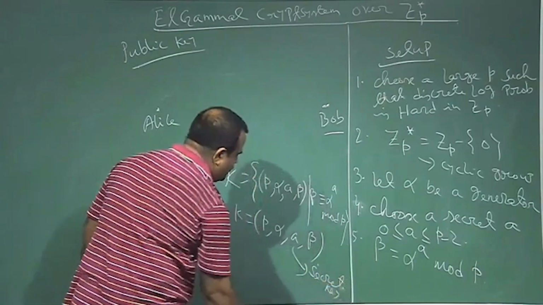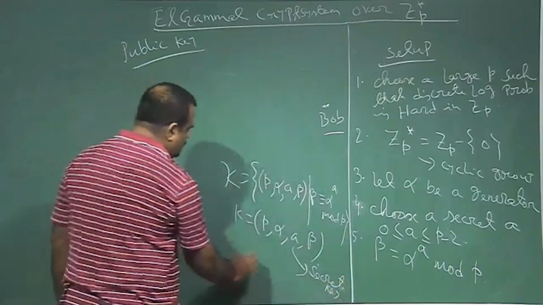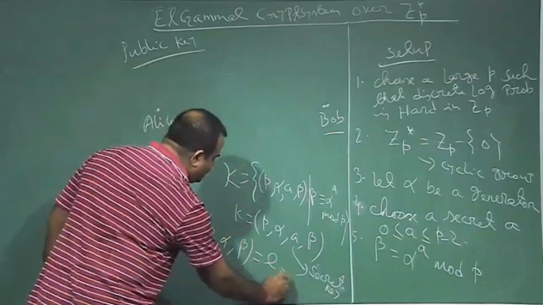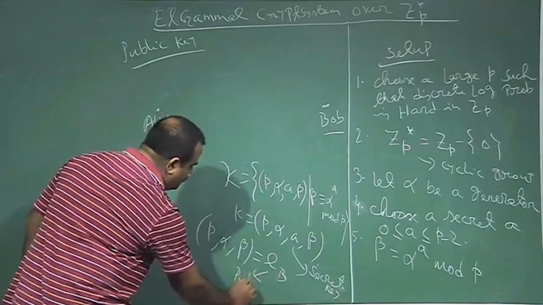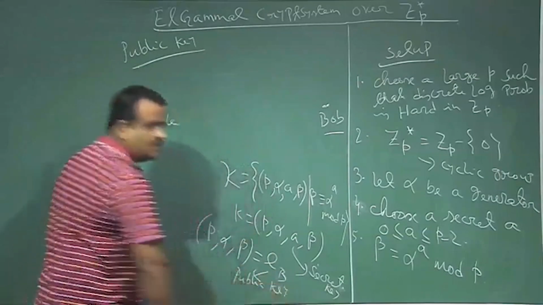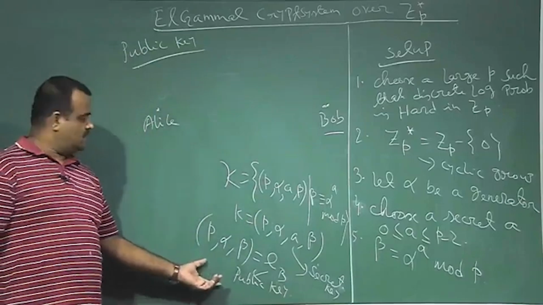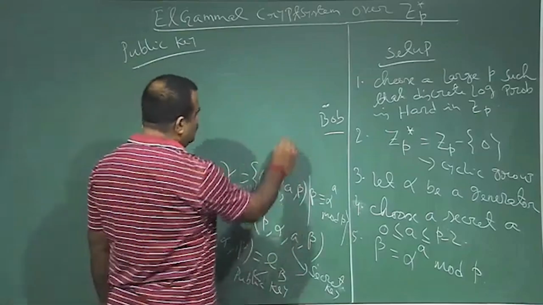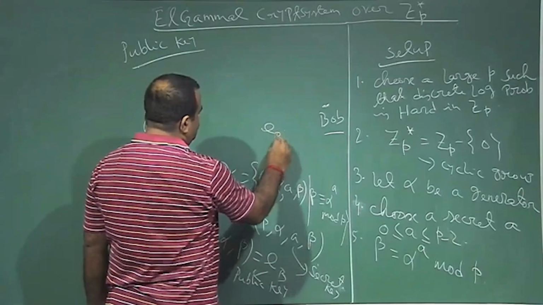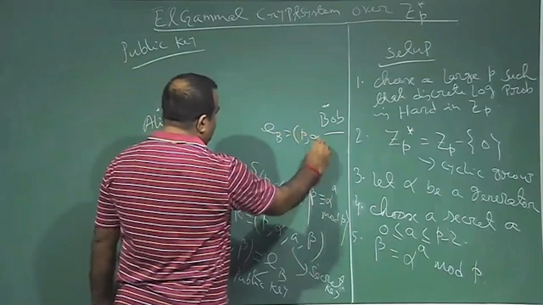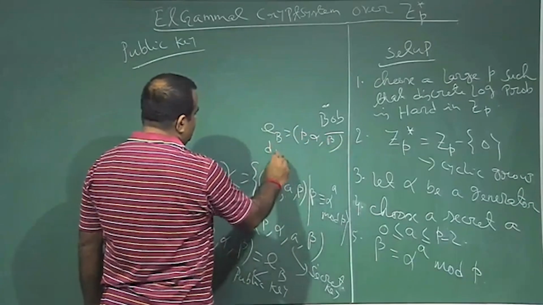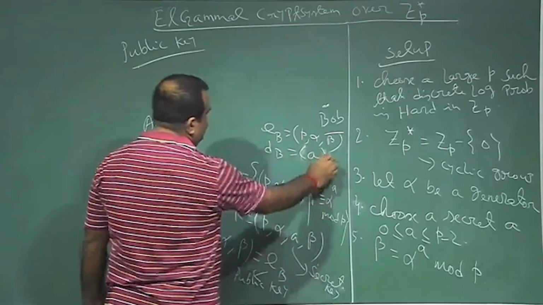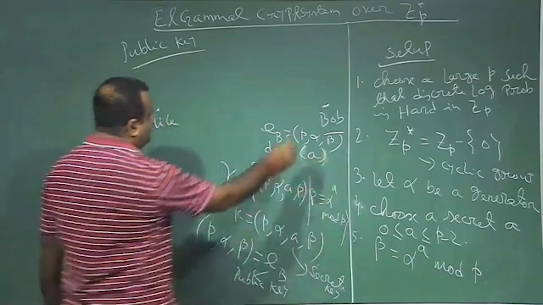Secret key or the private key of Bob, and the remaining part, P alpha beta, is basically EB. So this is the public key of Bob, and this A is the private key of Bob. So Bob computes EB, which is basically P alpha beta, and DB, which is basically A. So A is the secret key of Bob.